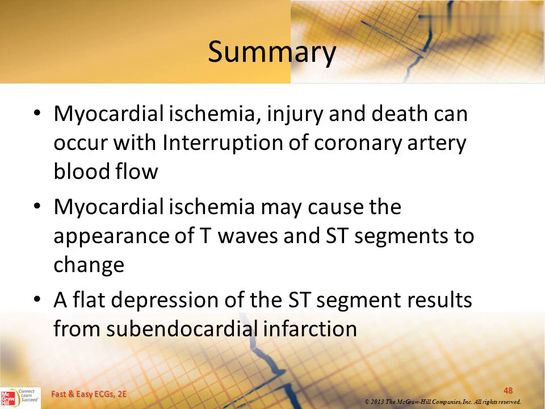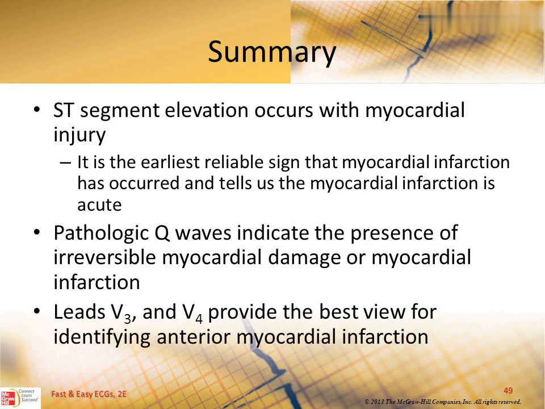Summary. Myocardial ischemia, injury and death can occur with interruption of coronary artery blood flow. Myocardial ischemia may cause the appearance of T waves and ST segments to change. A flat depression of the ST segment results from subendocardial infarction. Summary: ST segment elevation occurs with myocardial injury. It is the earliest reliable sign that myocardial infarction has occurred and tells us the myocardial infarction is acute.